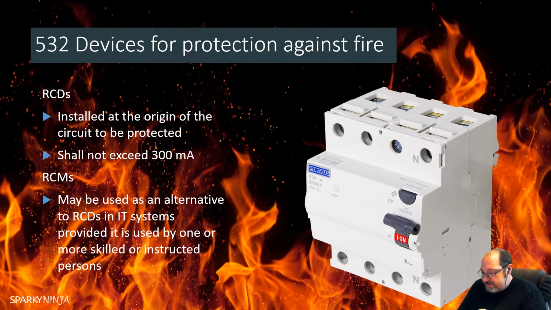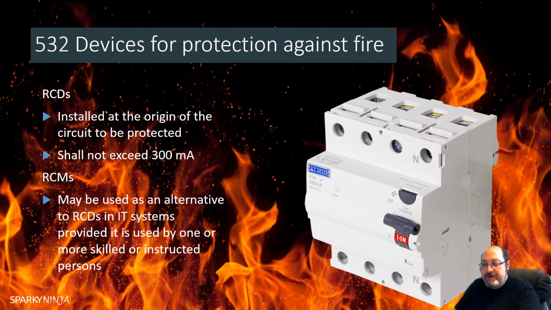With RCMs, they may be used as an alternative, provided that the location is supervised by one or more skilled or instructed persons. So it's still 300 milliamp rating. You'll see it says there, not exceeding 300 milliamp, but there'll be an alarm system instead of a disconnection, which will do the same thing in principle. We then have the options of an insulation monitoring system and internal arc fault protection in switchgear.